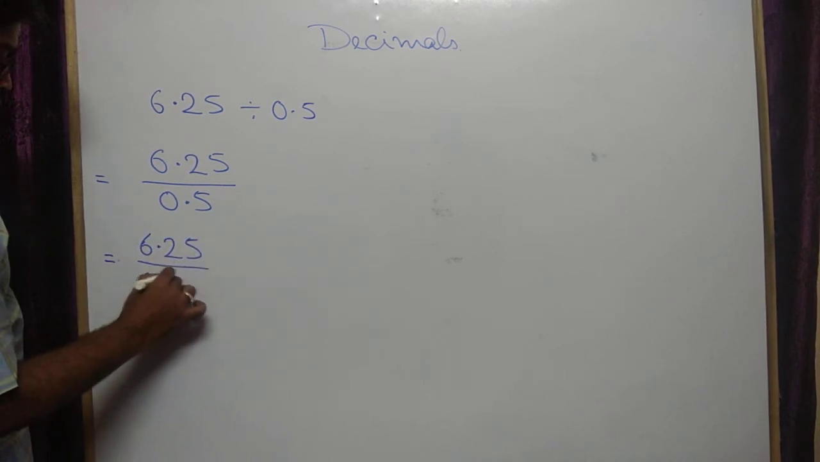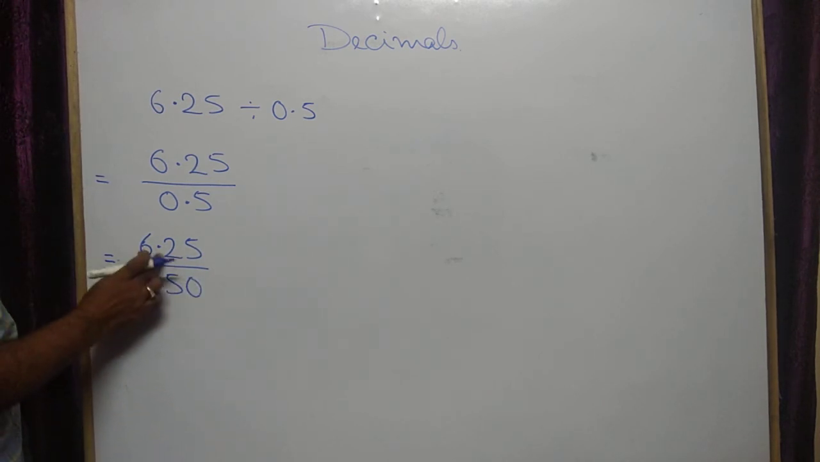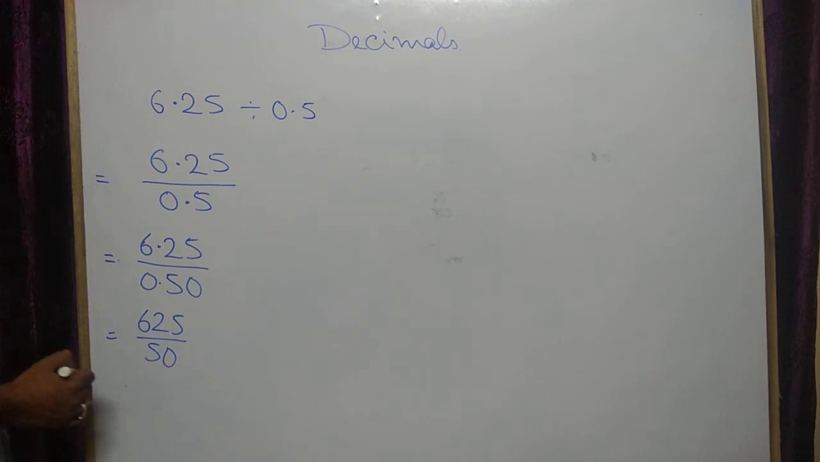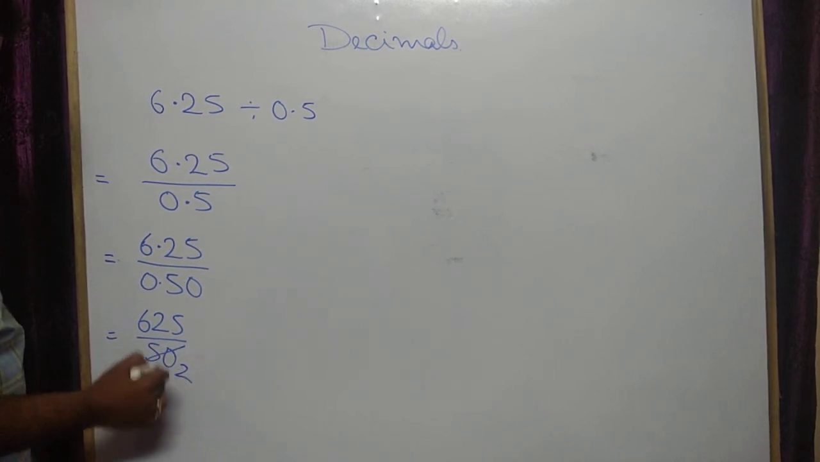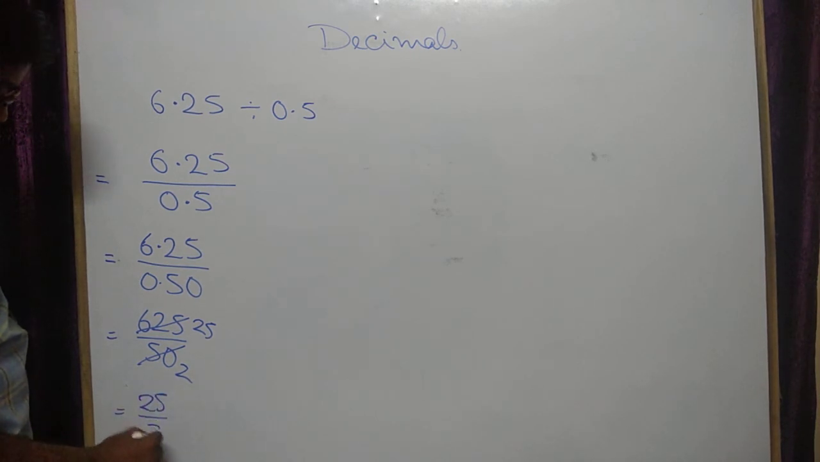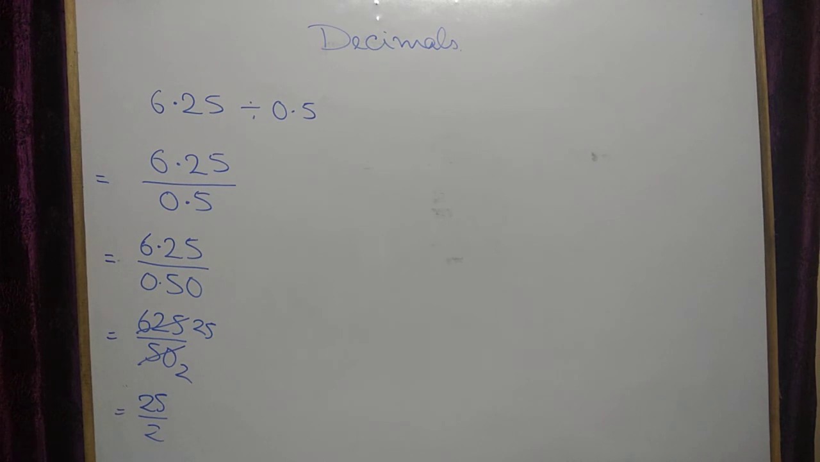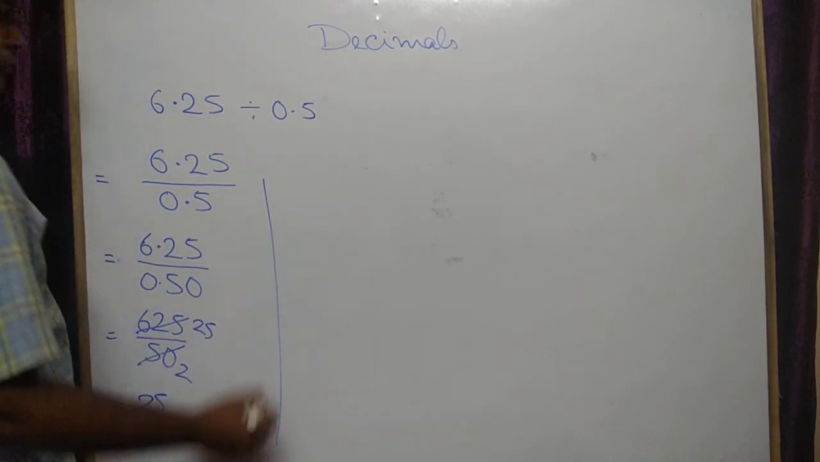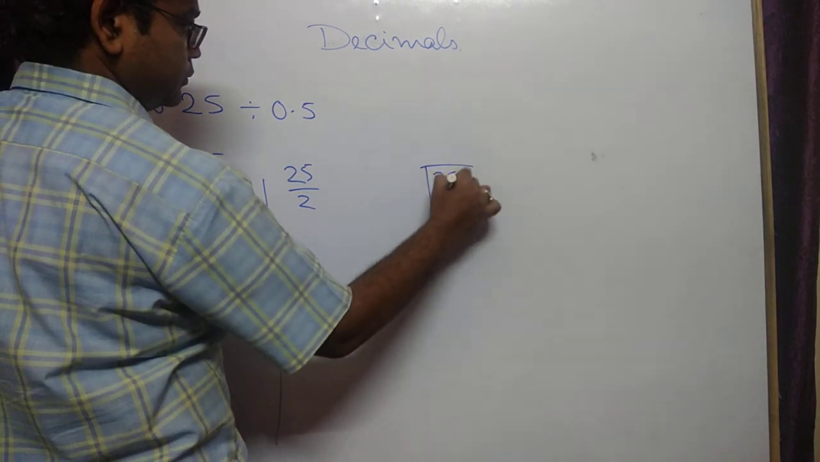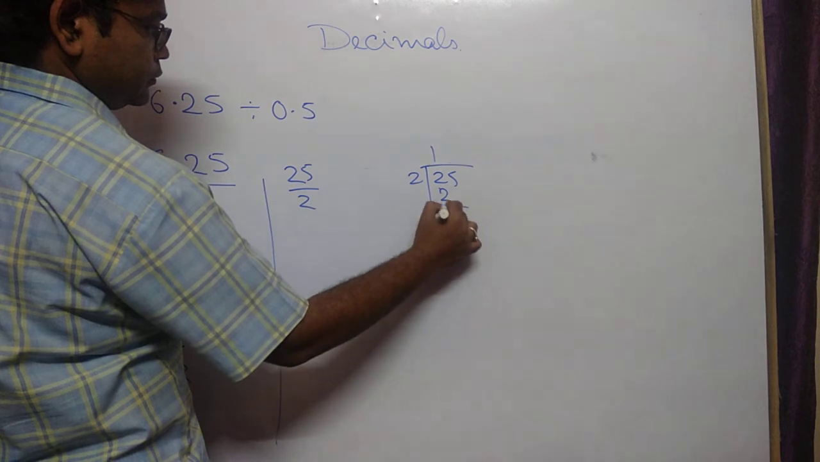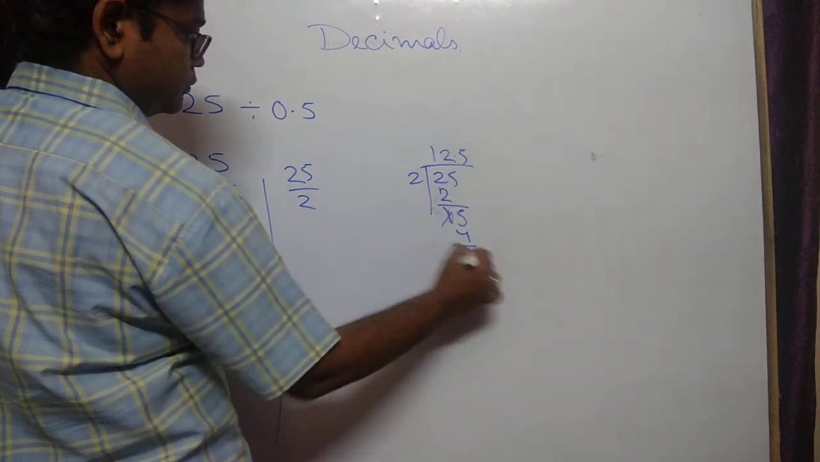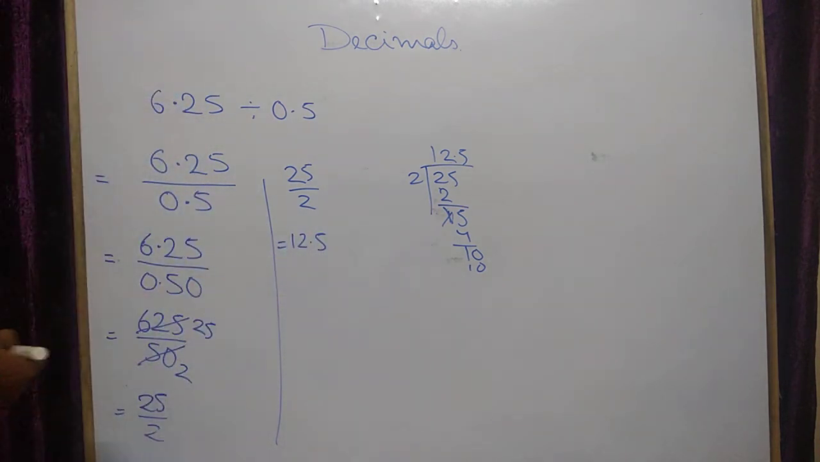6.25 divided by 0.50. Now, with two digits after the decimal, we can easily remove the decimals. It's 625 by 50. Now we can easily solve: 25 twos are 50, 25 fives are 125, so it's 125 upon 10, which is 25 upon 2. And if the question asks you to convert into decimal, then it's 12.5. So likewise you have to divide.